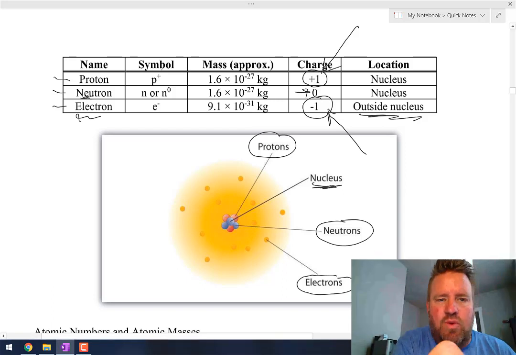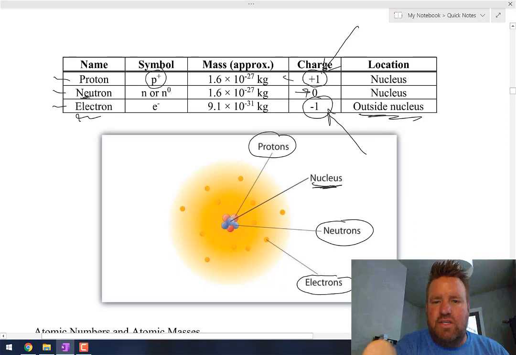Notice that many times when we write protons, we just put P with a little plus up in the corner. Again, that tells us that protons have that positive charge. And electrons have that little negative charge up in the corner, again telling us that electrons have a -1 charge.